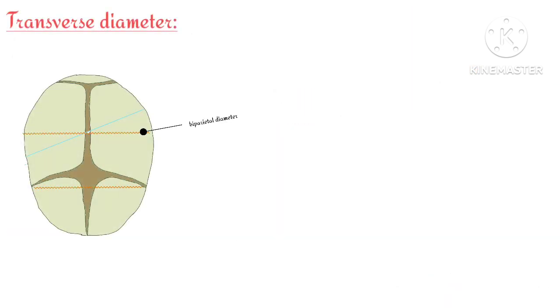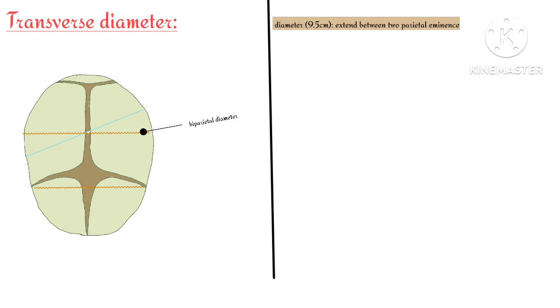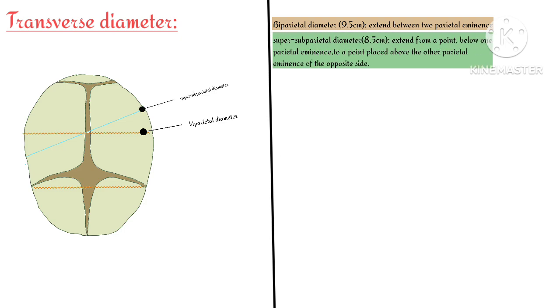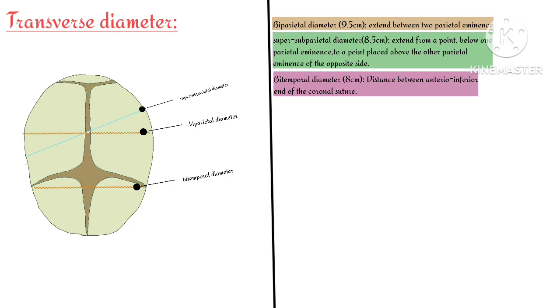The first one is biparietal diameter. It extends between two parietal eminences and it is about 9.5 cm in length. Suprasubparietal diameter. It extends from a point placed below one parietal eminence to a point placed above the other parietal eminence of the opposite side. It is about 8.5 cm in length. Bitemporal diameter. It is the distance between anterior-inferior ends of the coronal suture. It is about 8 cm in length.